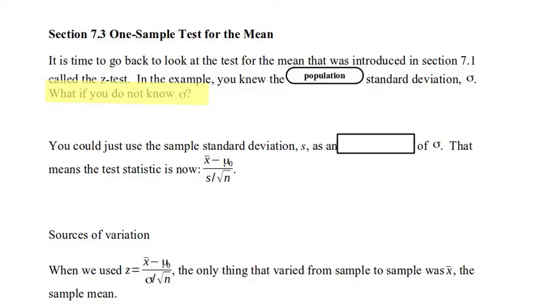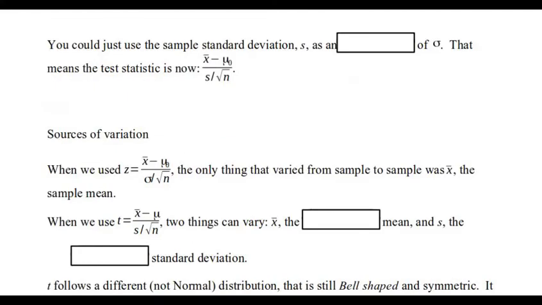So we're going to go back through the questions from 7.1, but we're going to do them in a more realistic context. And that context is when we know the sample standard deviation in place of the population standard deviation. Now, we could use the sample standard deviation S as an approximation of the population standard deviation sigma. That means that the test statistic would now be exactly what it had been before, but instead of sigma divided by the square root of n in the denominator, it's now S, the sample standard deviation, divided by the square root of n.